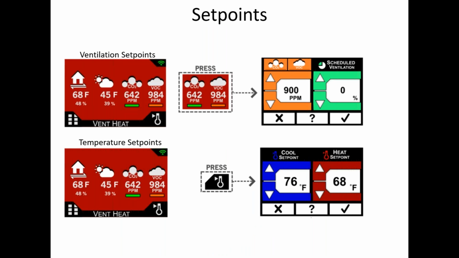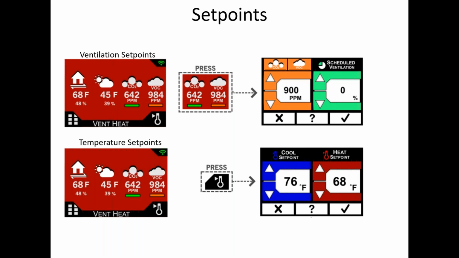This is how the set points are going to be set on the unit. So pressing on the CO2 VOC cloud area, the user can set the CO2 VOC level in parts per million. Generally, 800 to 1100 parts per million is where this is set. 800 ppm and less is a good air quality level.